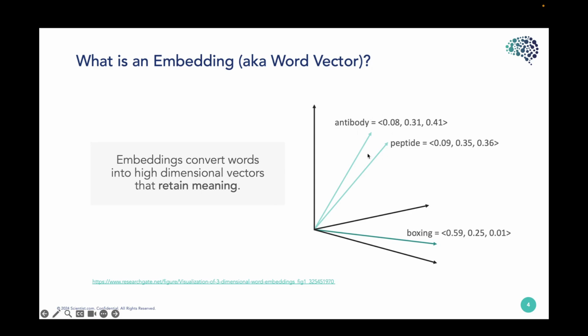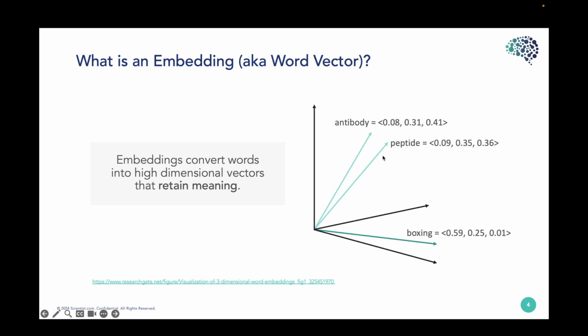So we have antibody and peptide up here. Those are related words. They're not the same, but they're going to be in a similar part of meaning space. And we've got a different vector down here. Boxing is just completely different. I've heard boxing referred to as the sweet science. I think that's a different type of science than we're talking about up here.